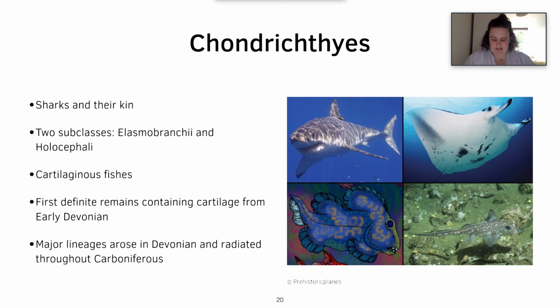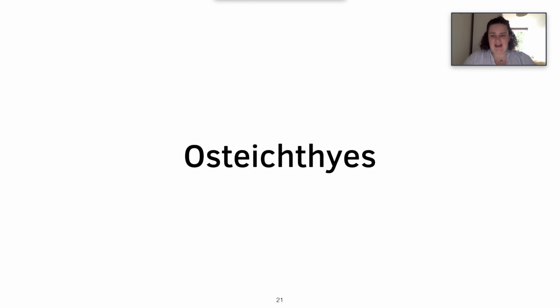They are cartilaginous, and the first definite remains containing cartilage are from the early Devonian. The major lineages of sharks arose in the Devonian and then radiated throughout the Carboniferous. It's really cool that we have sharks around, and they've survived pretty much every single mass extinction that has been thrown at them. And then we move on to osteichthyes.